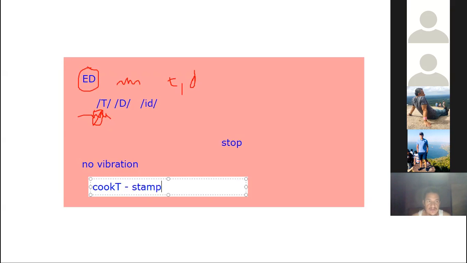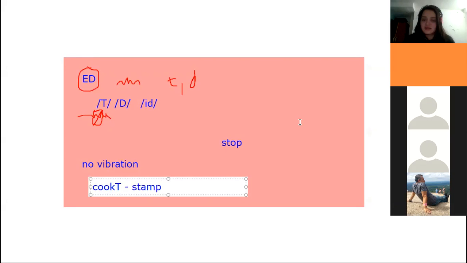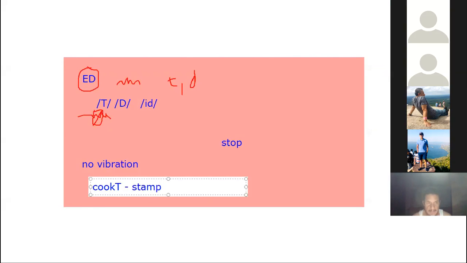What is the past of stamp? Stamp. Mm-hmm. Is it stamped or stamping? Stamped. As a t, d, or id? D. Stamped. But the last sound is p. P. With t. Stamped. No vibration. Stamped. Yeah. No vibration. T. Uh-huh. So the past is stamped. Stamped. Very good.